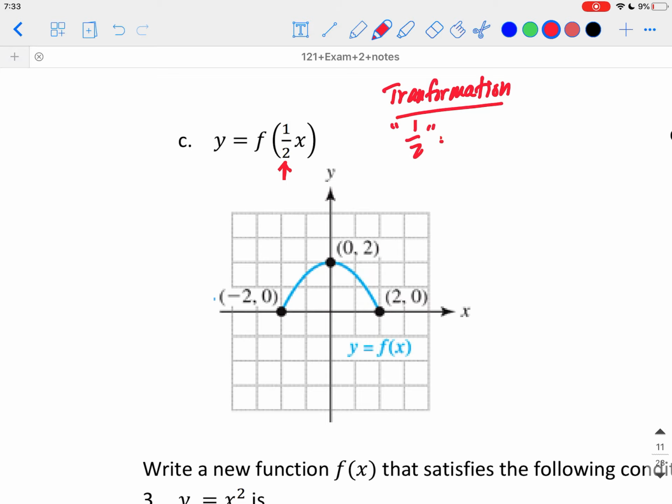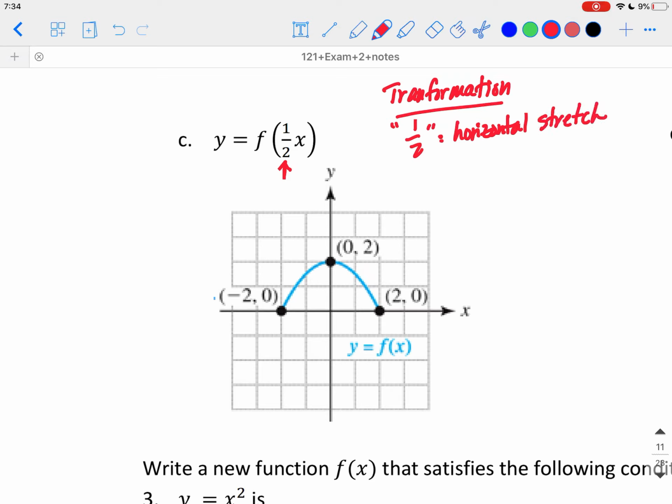So if you go back to your table, when it's inside being multiplied, it's going to affect it horizontally. And when it's a number between 0 and 1, and it's being multiplied, it's going to be a stretch. And technically, it's going to be by a factor of 2.